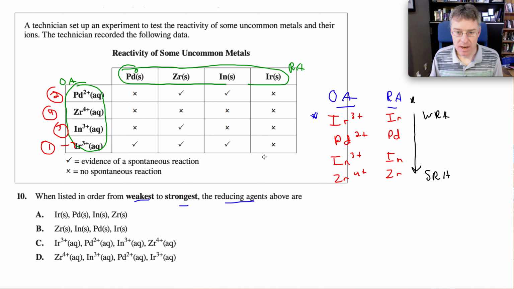So you have to start with Ir. There it is. It looks like that's going to be our answer. And then Pd, In, Zr, only A works. So these bottom two were oxidizing agents. So those could have been kind of eliminated quickly and would just be considering these two.